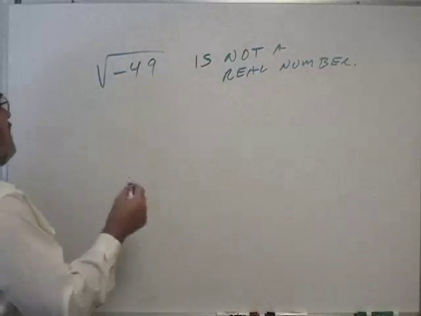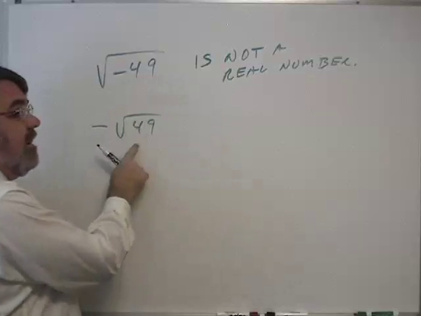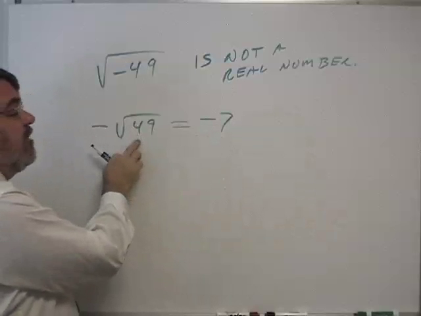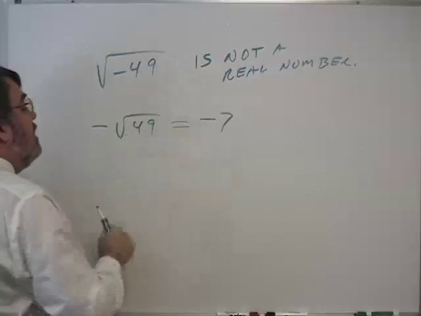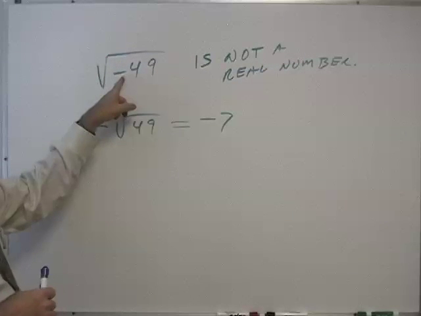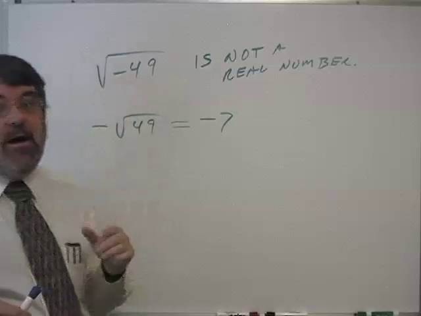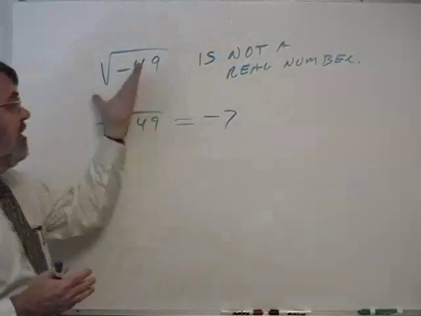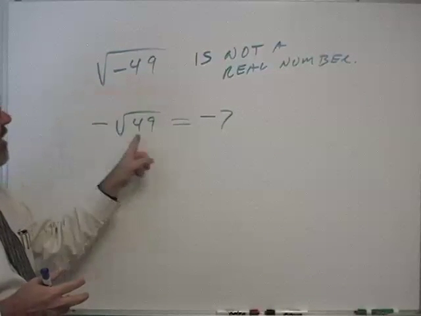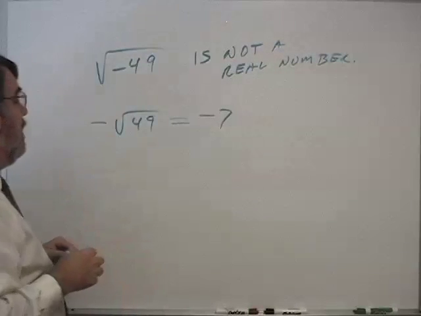Now I don't want you to confuse that with a negative on the outside of the radical. That can be done. This answer is the negative of the square root of 49. It's negative 7. So one thing to be wary of is that the negative does not factor out of a radical, not automatically at least, certainly not in the case of square roots. So you cannot move the negative inside and out of a radical. It just doesn't work.